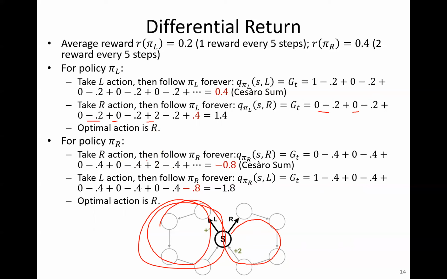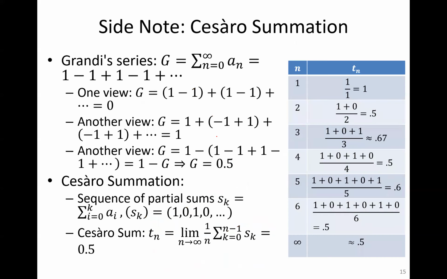And then if you take the right action and follow pi r forever, this sum is equal to minus 0.8. And if you take the left action and follow pi r forever, you get minus 1.8. So again, the optimal action is r based on differential return. So how do you get the Cesaro sum? Here's Grandi's series. What is the sum of this infinite sequence? One view is that it's 0 by grouping this way. Another view is that it's 1 by grouping this way. Another view is that you can write it as 1 minus itself, so it's 0.5. They all seem reasonable, but which one is correct?